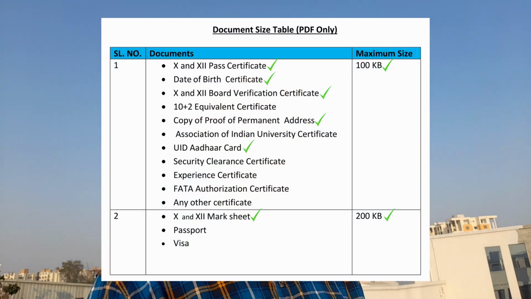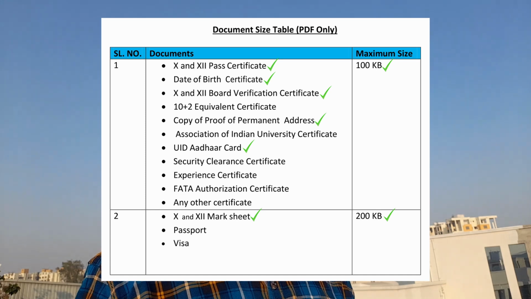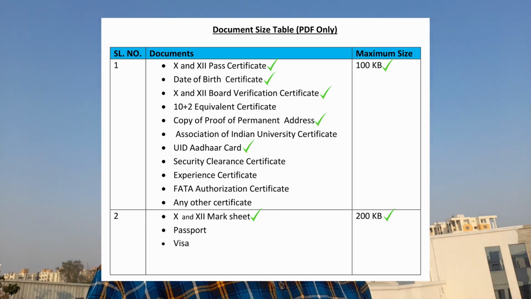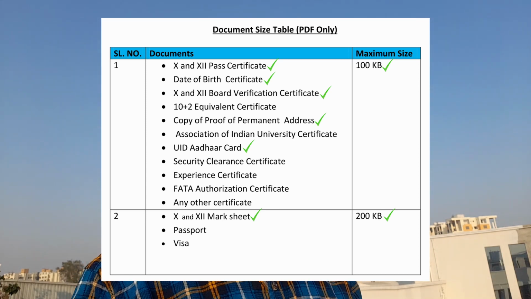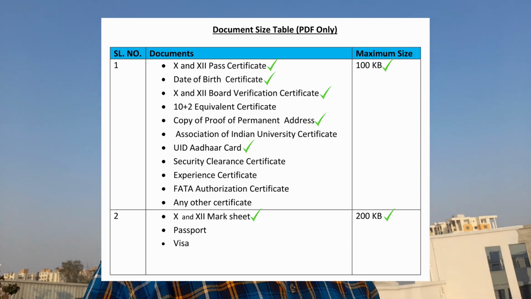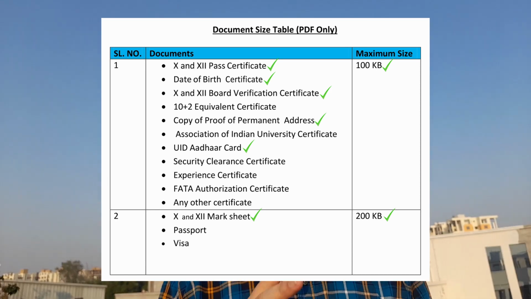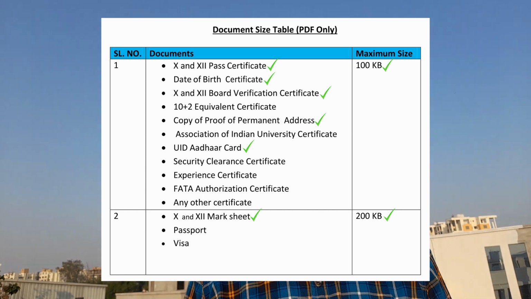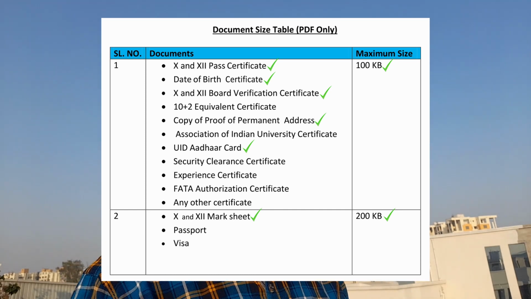So let's talk about the important documents required for the issue of the computer number. The documents are your 10th and 12th pass certificates, and your date of birth certificate. For the date of birth certificate, you can give your birth certificate, or you can also give your 10th pass certificate. It is also treated as a date of birth certificate. You need your 10th and 12th board verification certificates. If you don't know what a board verification certificate is, I will come to that point in a while.